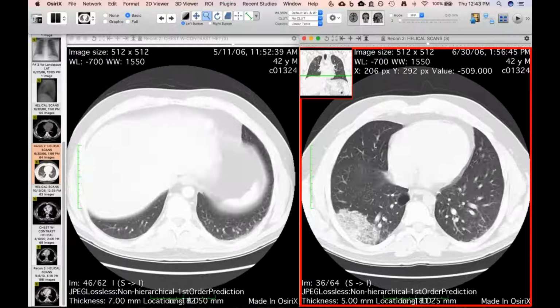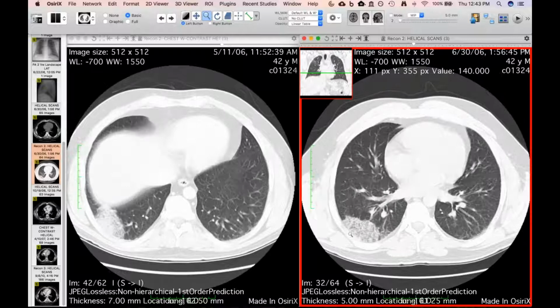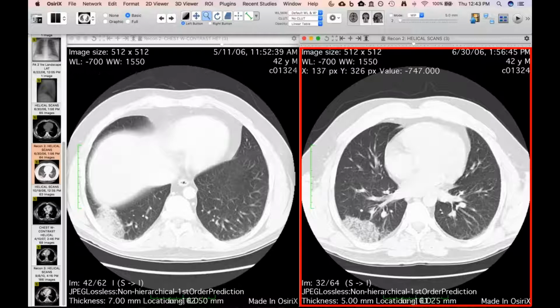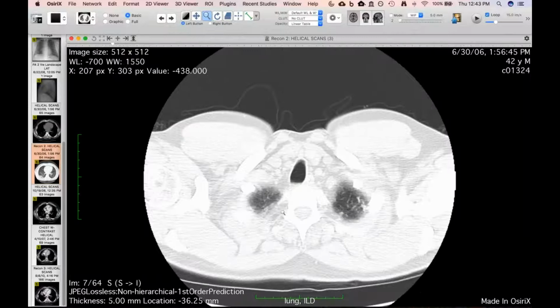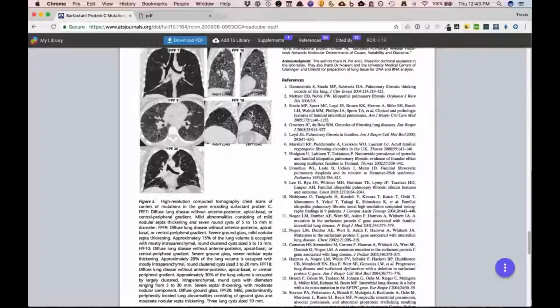We certainly think about increased risk of cancer in some forms of fibrosis. I couldn't find anything on that in the setting of surfactant protein C deficiency. But I think you could argue that the four cases I've shown all look similar, just varying degrees of severity of this fibrosis with a lot of reticulations, some of it more peribronchovascular and more upper lobe.